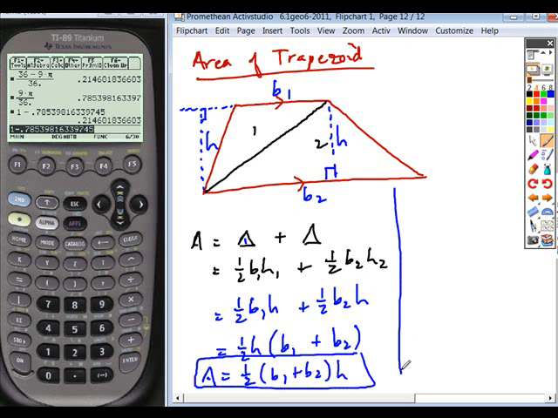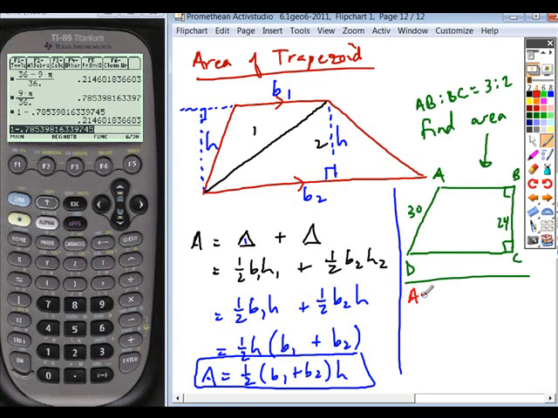Okay, let's take a look at an example problem involving a trapezoid. If we begin with our area formula, 1/2 the sum of the bases times the height of the trapezoid, we don't know our bases yet, but the one value we have is the height. So we know the height is going to be 24.